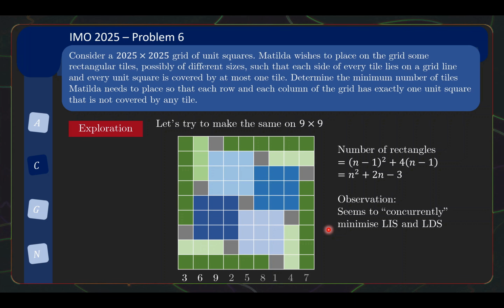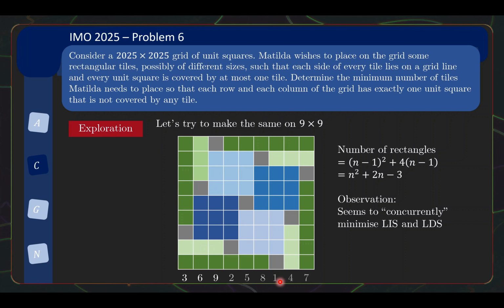And I use this phrase very loosely, but basically, if you look at this sequence of the hole heights, the longest increasing subsequence here is 3. So for example, 3, 6, 9. And the longest decreasing subsequence is of length 3 as well. So for example, 9, 5, 1 is a decreasing subsequence. And it's one of the longest ones you can find.